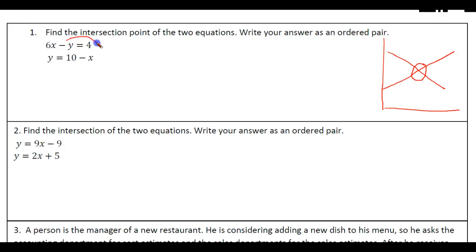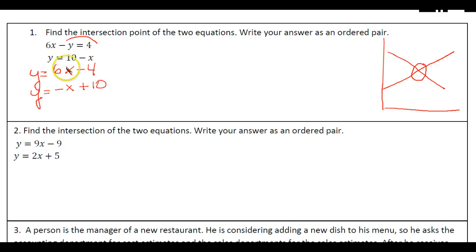I'm going to bring this y over to this side and then write it over here. Y, it's now a positive y, equals 6x. And I'm going to bring this 4 over as a negative 4. So I've just rewritten this equation in slope-intercept form. Now I'm going to do the same with this one here. Y equals a negative x, I just have to switch these two around, plus 10.